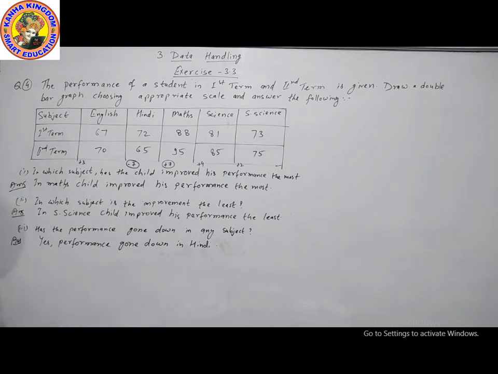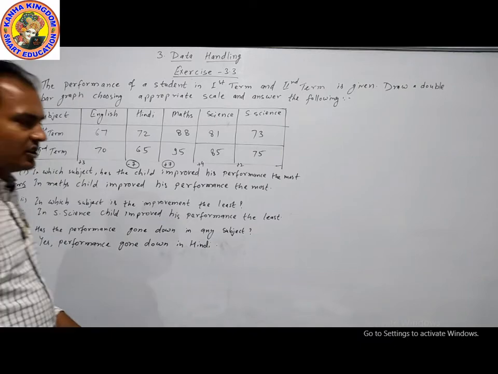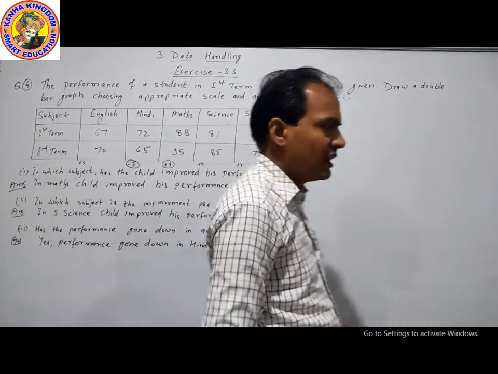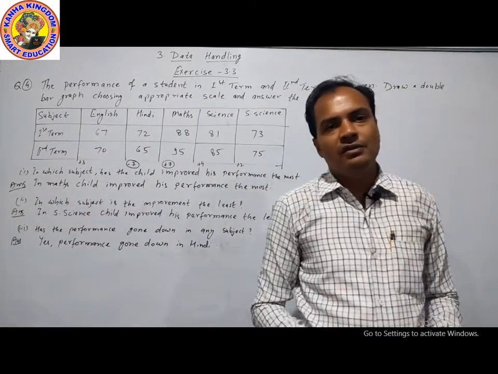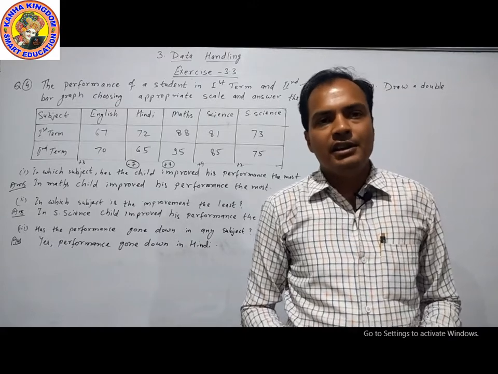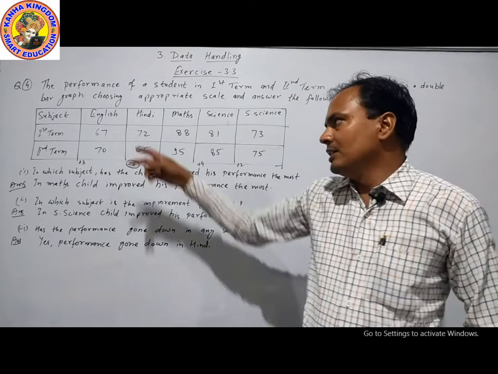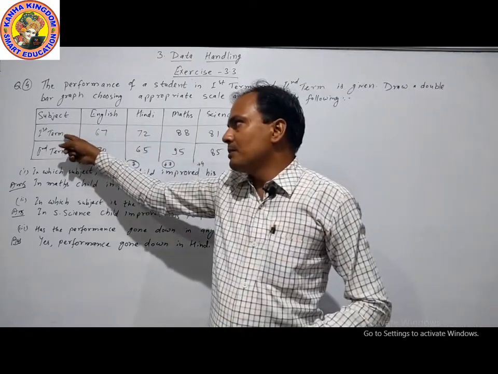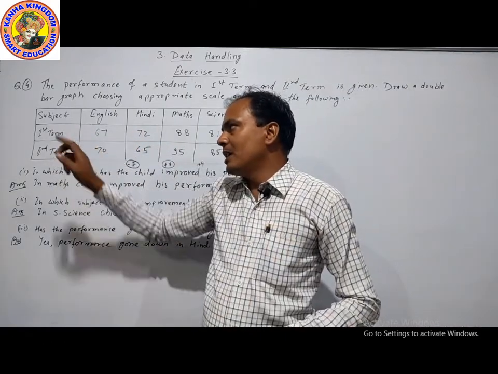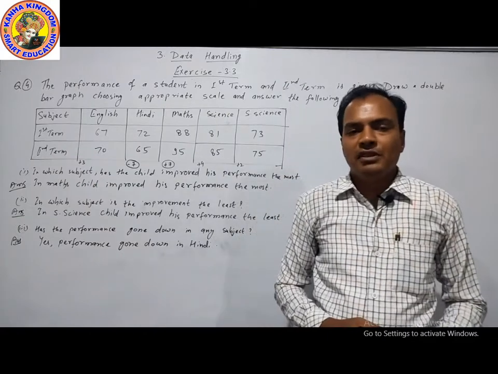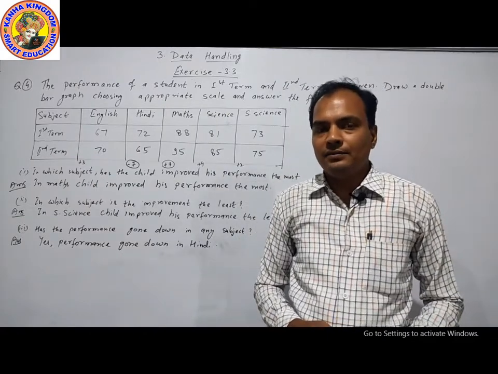Now let's take a look at our original question. Draw a double bar graph. In the previous question we drew a bar graph, but there the bar was single, and here it is double. First bar for first term and second bar for second term. We will draw the bar graph.